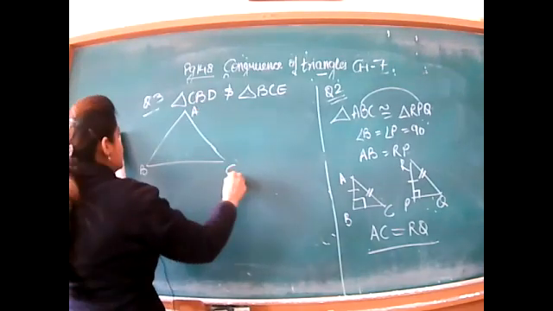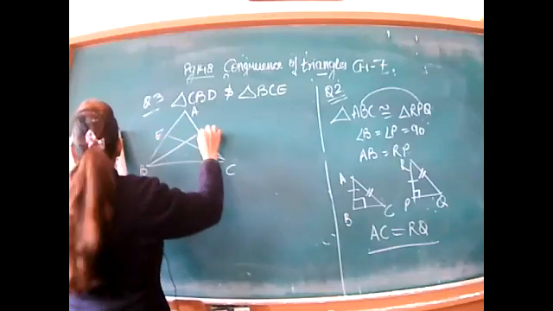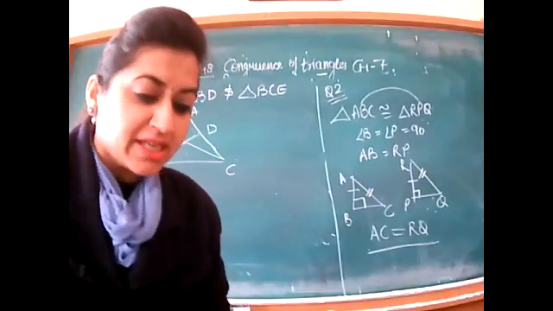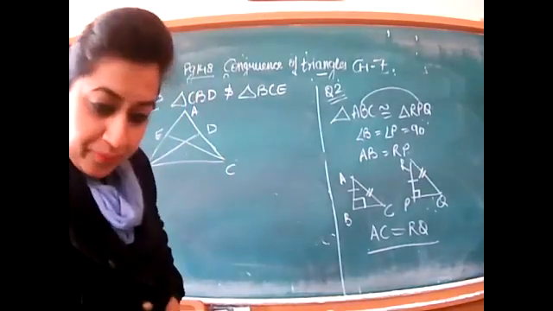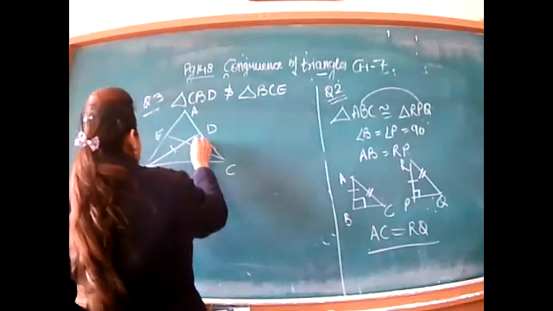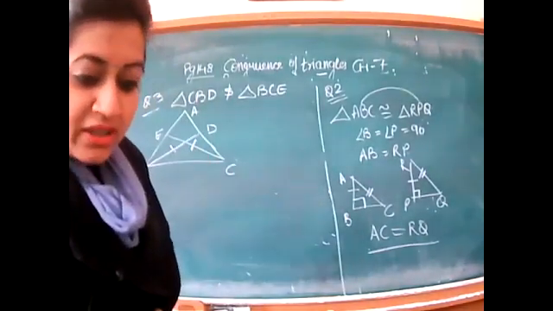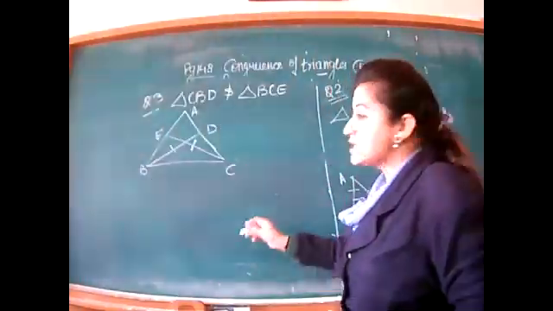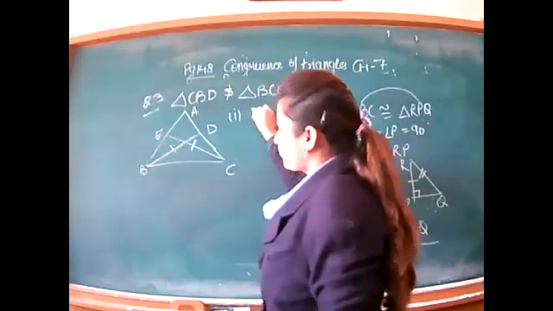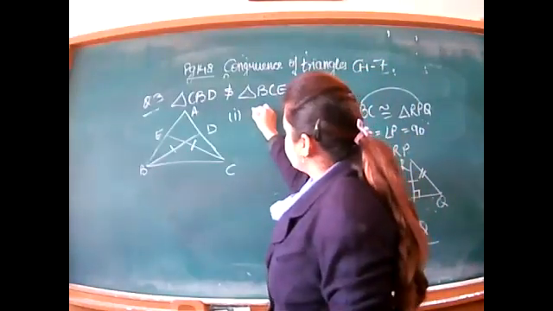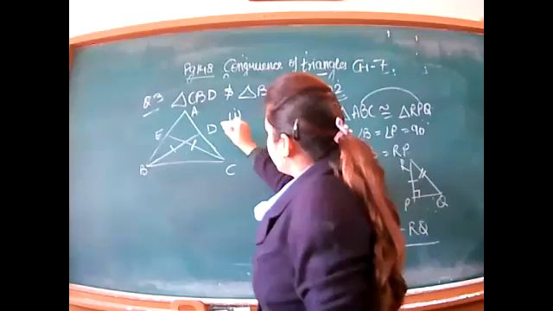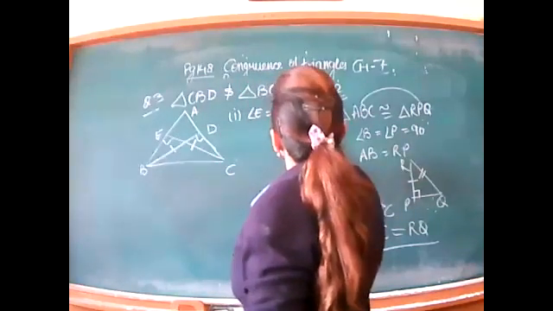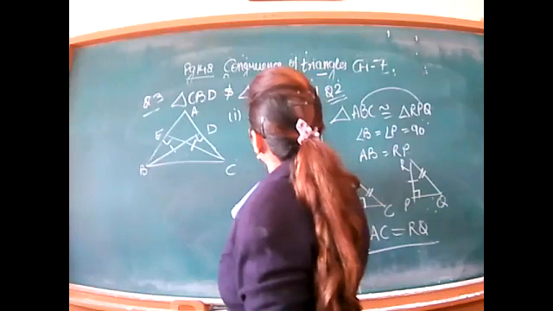A, B, C. In question number 3, BD and CE are the altitudes. They are given. BD is equal to CE. This is given. State the three pairs of equal parts in these two triangles. Angle E is equal to angle D, 90 degrees. Very good. BD is equal to CE, altitudes.